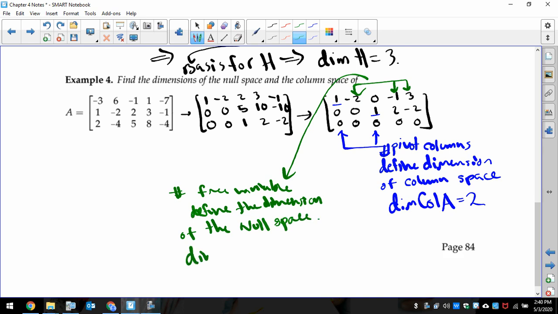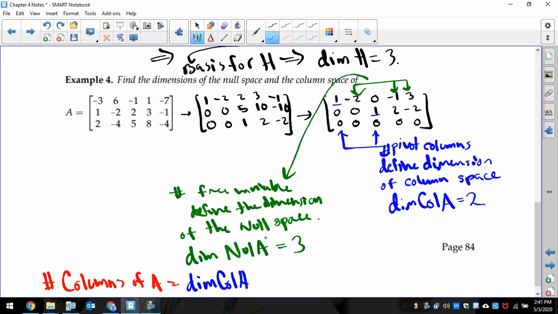So in this case, dim. We just use the Roman letters dim and null. When defining the null space of a specific matrix like A, we use null A. So the dimension of null A is going to be equal to the number of free variables, which is 3. And you'll notice here the sum of these two should always equal the total number of columns of A. So you could write the number of columns of A equals the dimension of col A, the column space, plus the dimension of the null space. So in this case, 5.